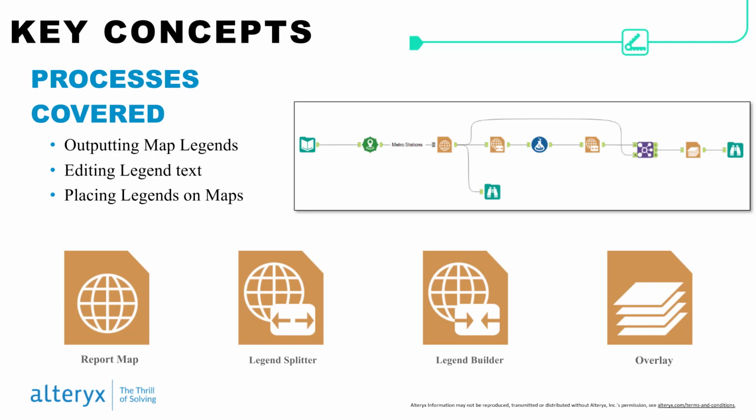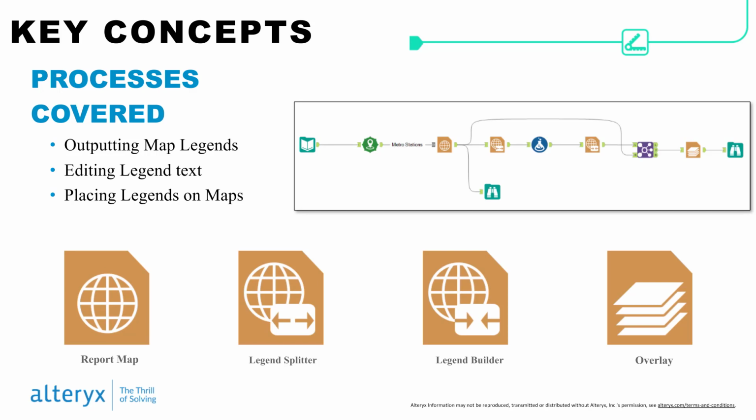Customizing a map legend requires 3 main processes. First, you'll need to output the map legend from the Report Map tool, and we'll explore the ways in which a map legend can be produced and output as its own snippet with that Report Map tool. Then, to edit the text and order the text found in the legend, you'll need to use some of the least frequently used tools in the reporting tool palette: the legend splitter to convert the legend snippet into usable and editable data values, and the legend builder to compile your edited text back into a snippet.